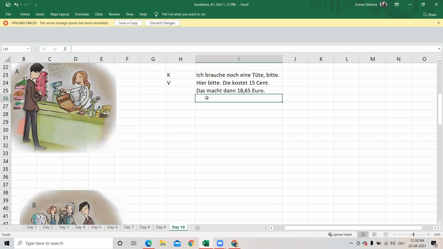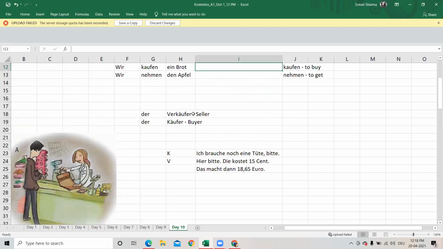Now again, we will continue with the Verkäuferin. So she's a lady, right? I have told you that this is a seller. So this is a male seller. So I will be writing down, you just have to put this. I am giving you in a slash form. Verkäuferin.